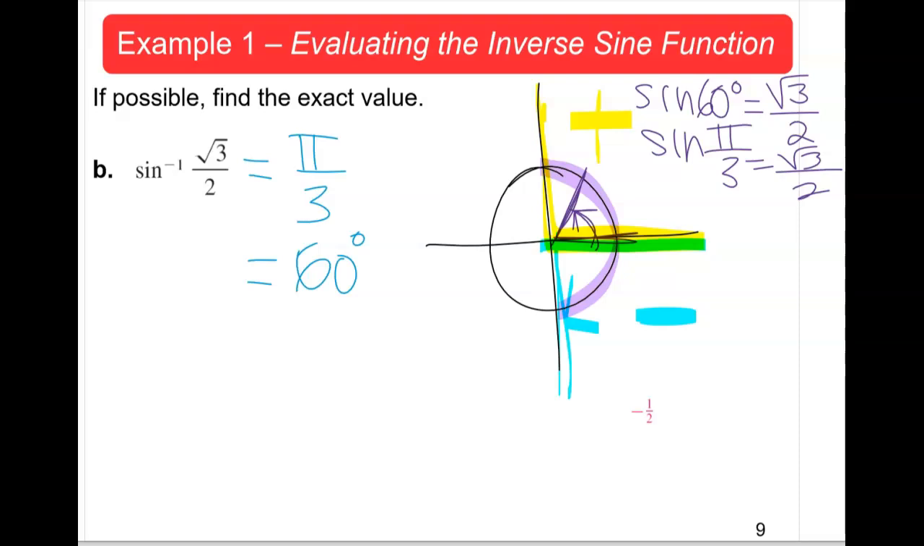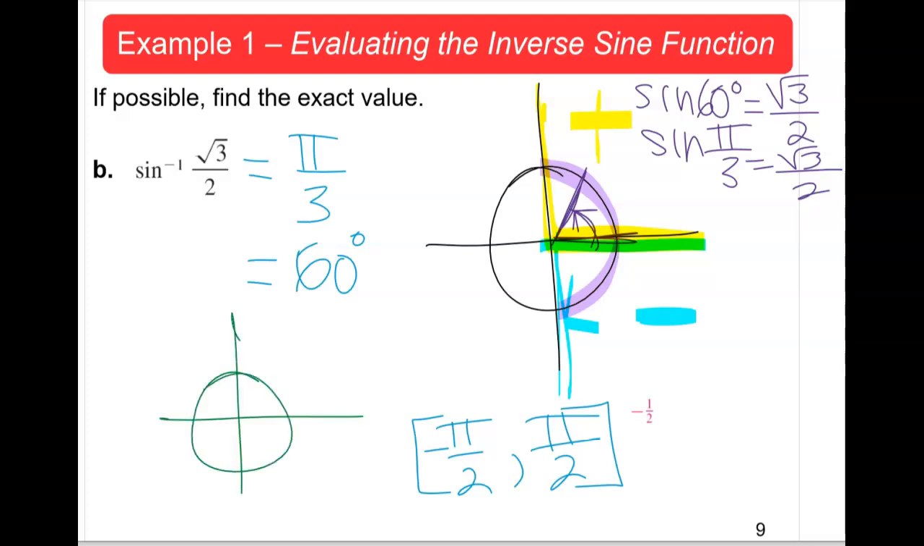And that is just because we are required to give our answers from here to here, from that interval. So our angles cannot be bigger than pi over 2, and they cannot be smaller than negative pi over 2. So even though there is another angle for which sine is also equivalent to that, and I'm going to trace it right here, starting from here to here.